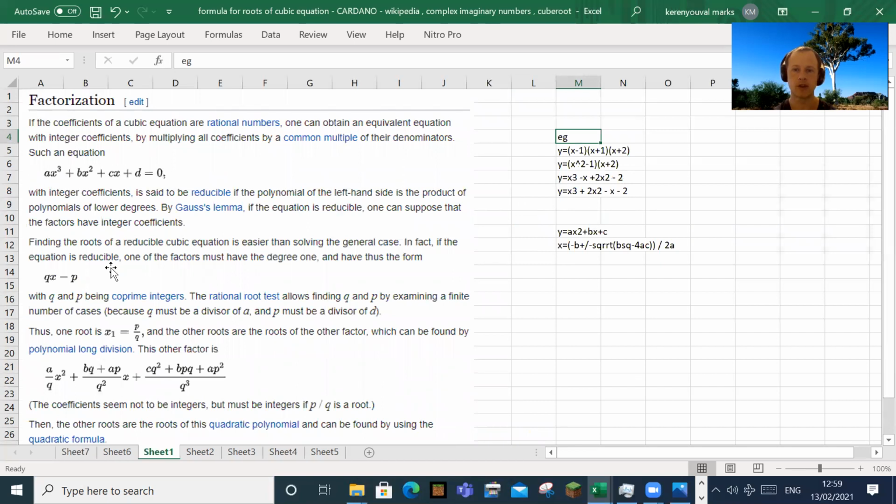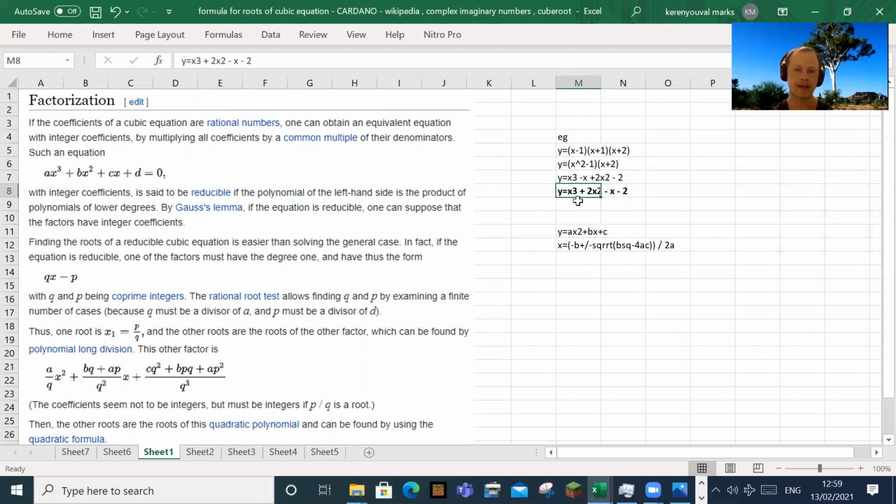Here's the example. We're going to solve this cubic here. y equals x cubed plus 2x squared minus 2x minus 2. Now, I already know the answer. The answer is you can factorize it like that. And so you've got three real answers: minus 2, minus 1, and plus 1. But the question is, if you didn't know the answer, then how would you get to it? And so the way you would get to it is you would use that Cardano's formula.